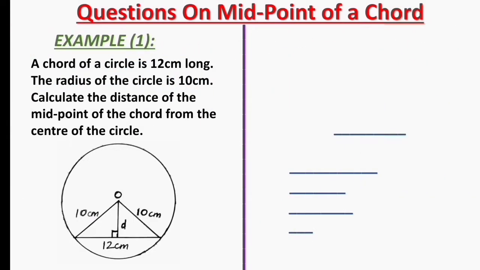Moving on, let's see some solved examples. Questions on the midpoint of a chord. Example 1. A chord of a circle is 12 centimeters long. The radius of the circle is 10 centimeters. Calculate the distance of the midpoint of the chord from the center of the circle.